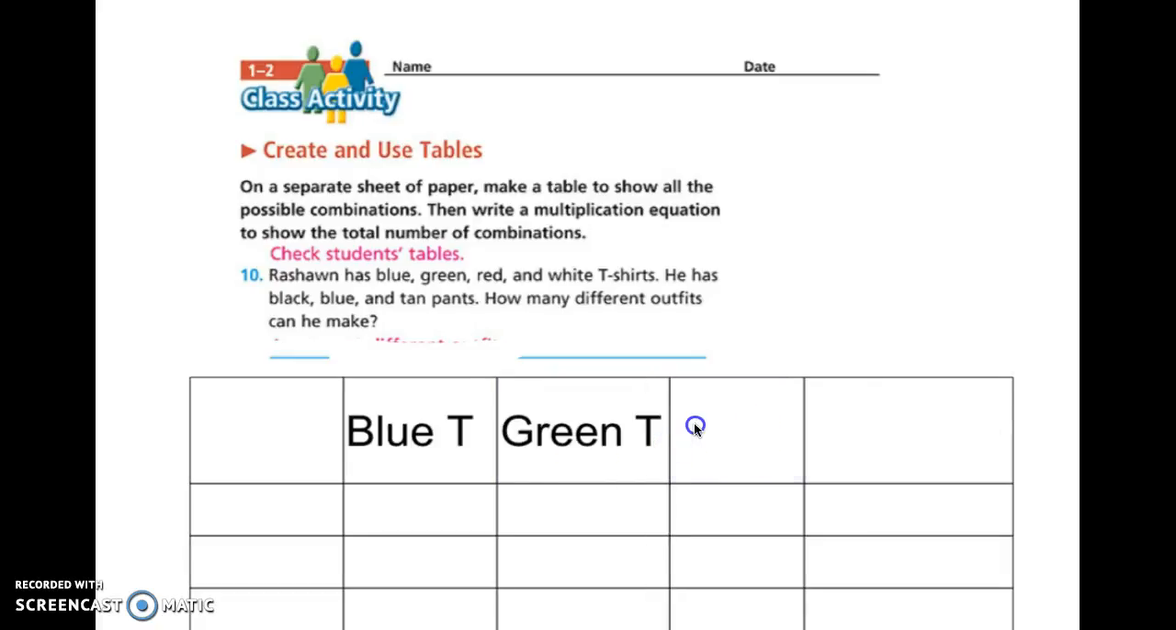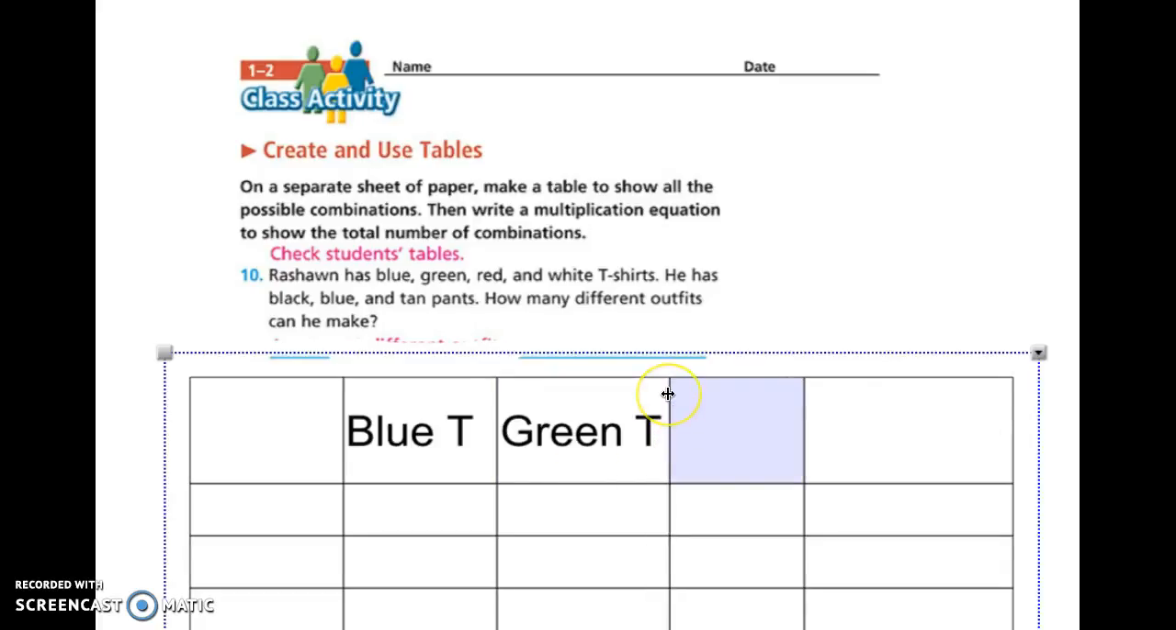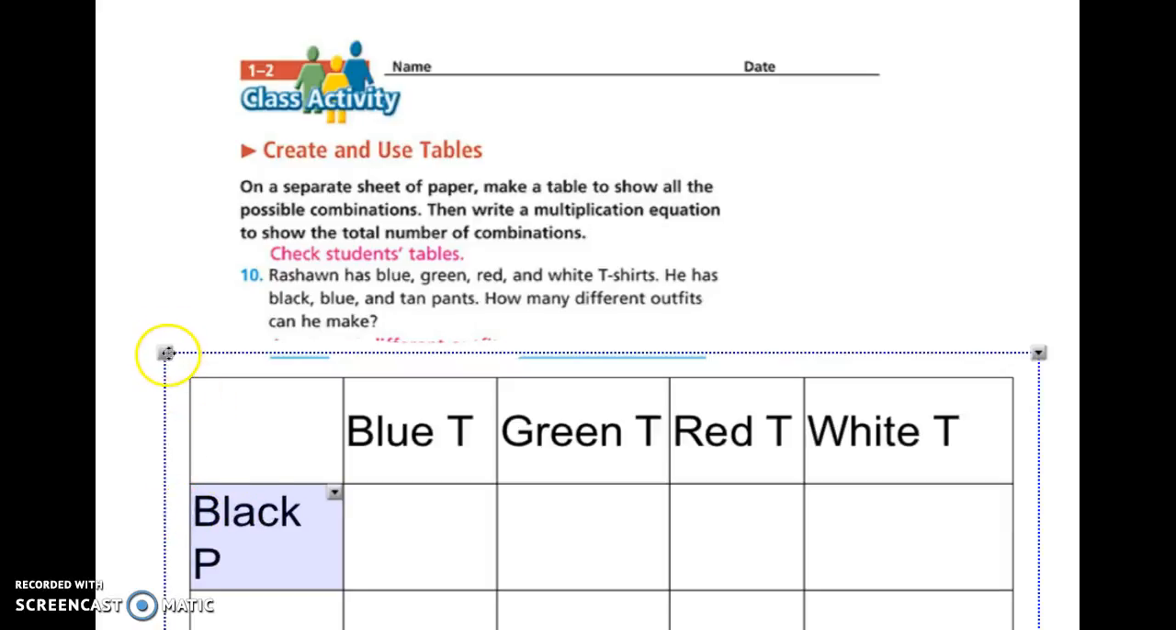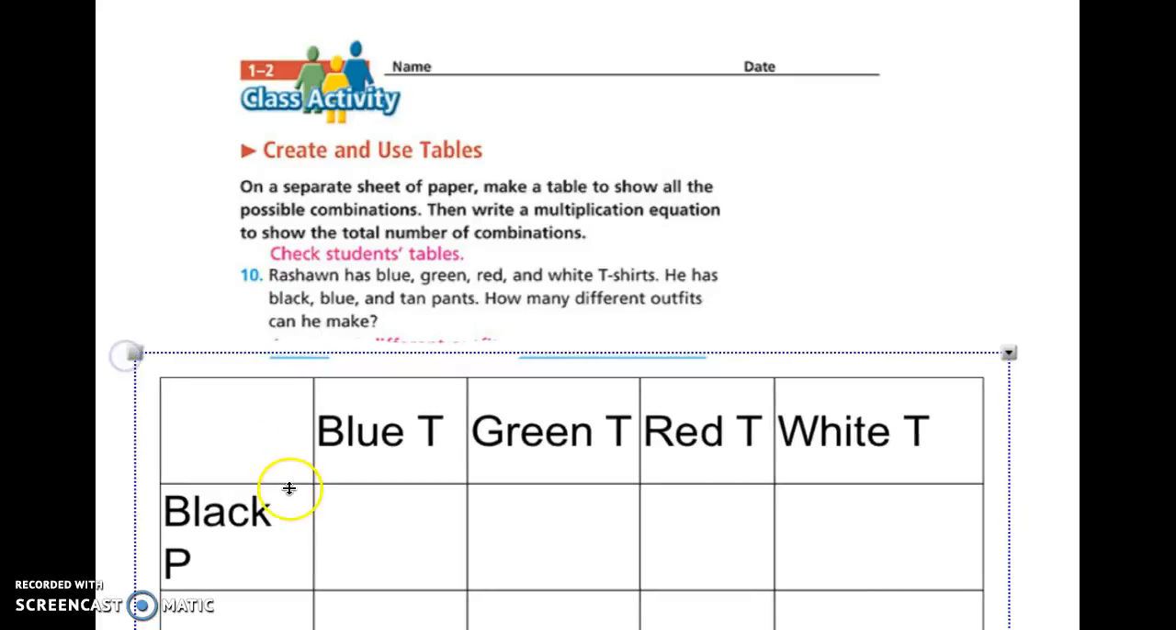There we go. He has red t-shirts. And he has white t-shirts. Okay. And then different types of pants. He's got black pants. Put P for pants. Hopefully this will let me spread it out a little bit more.